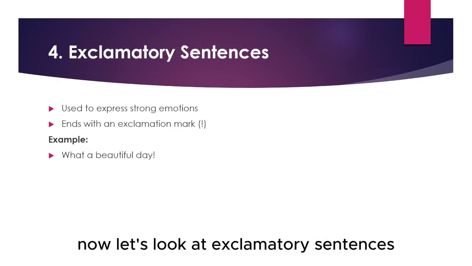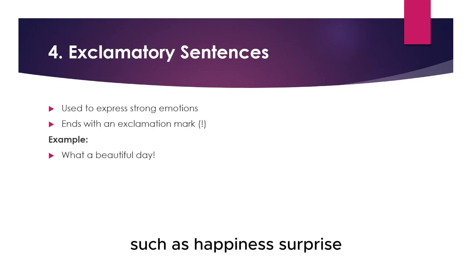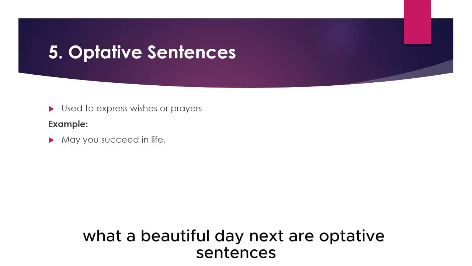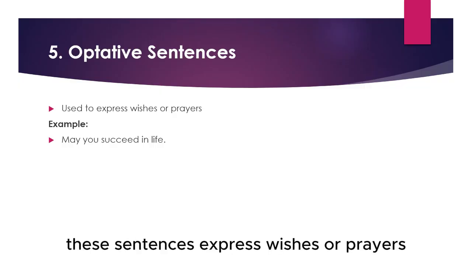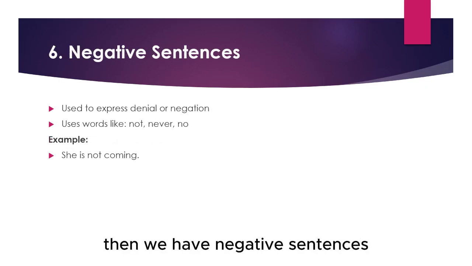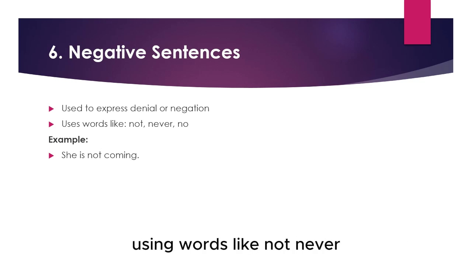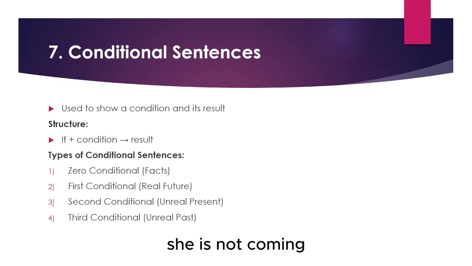Now let's look at exclamatory sentences. These sentences express strong emotions such as happiness, surprise, or anger. For example, what a beautiful day. Next are optative sentences. These sentences express wishes or prayers. For example, may you succeed in life. Then we have negative sentences. These sentences express denial or negation, using words like not, never, or no. For example, she is not coming.